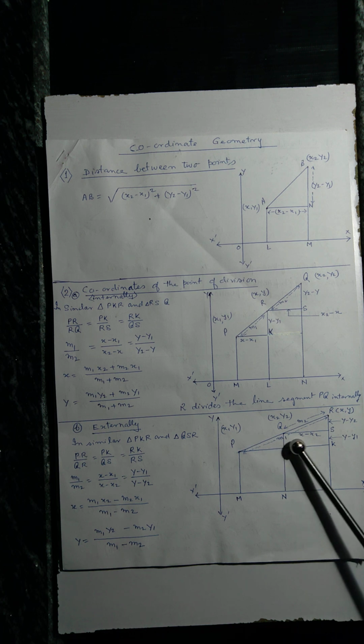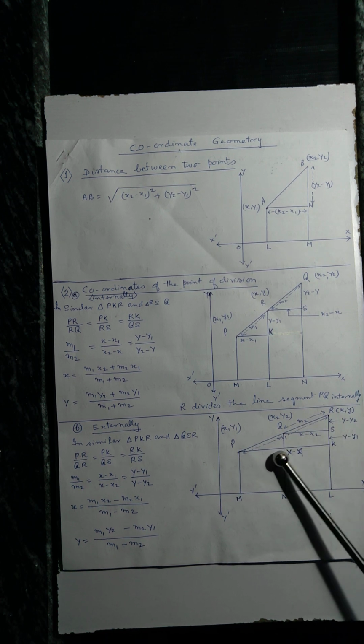Now proceed to externally. When the point R divides the given line segment externally, the point R will not be in between P and Q; it will be outside of PQ. Here P and Q are the line segment, and PQ has been extended to the point R. The ratio from P to R is M1 and from Q to R is M2.